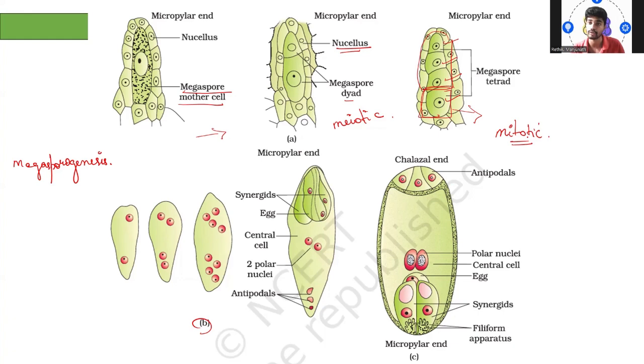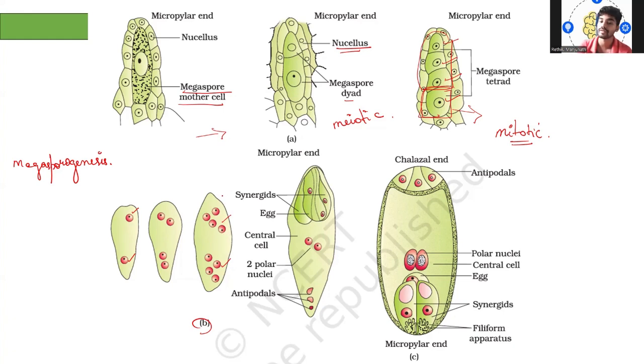That means it undergoes mitosis to form how many nuclei? Two nuclei: a two-nucleate embryo sac. This two-nucleate embryo sac again divides to form a four-nucleate embryo sac, and again from 4 to the 8-nucleate stage of the embryo sac. So in total you will have how many now? 8.